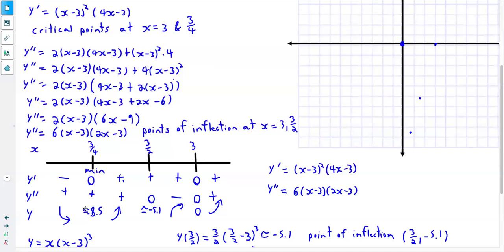Now, if we look at our graph, we should be coming down, go through that y-intercept, be curving towards that critical point, curve back up. We have this point of inflection where we're then reversing our direction of the curve. And then it's curving back up at this point, so our graph would look something like this.